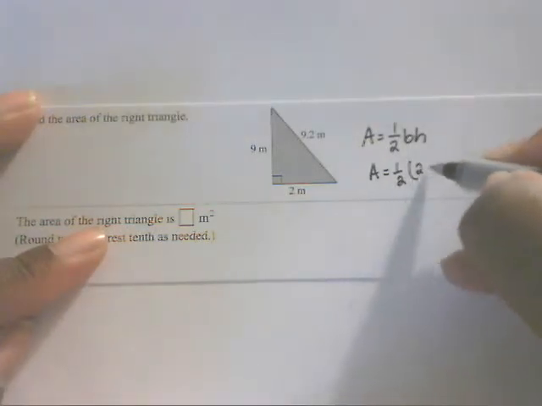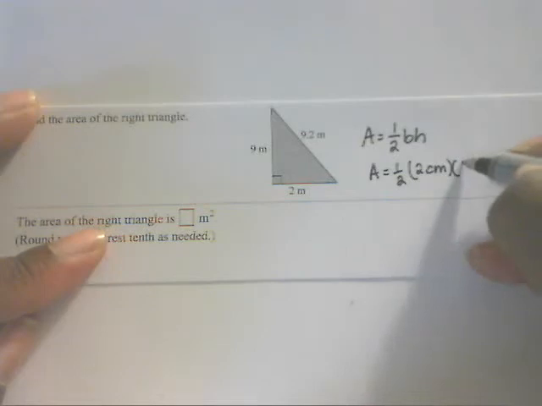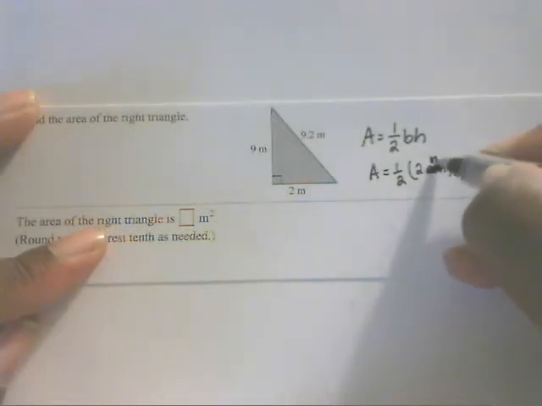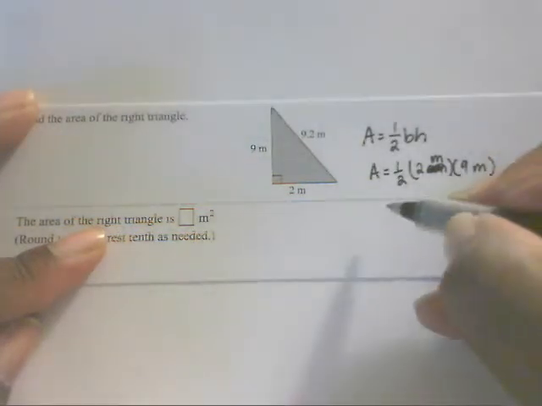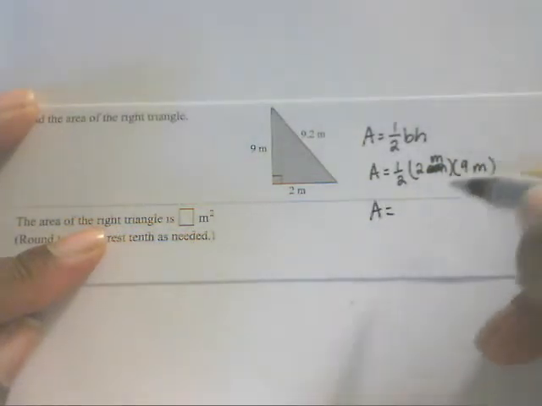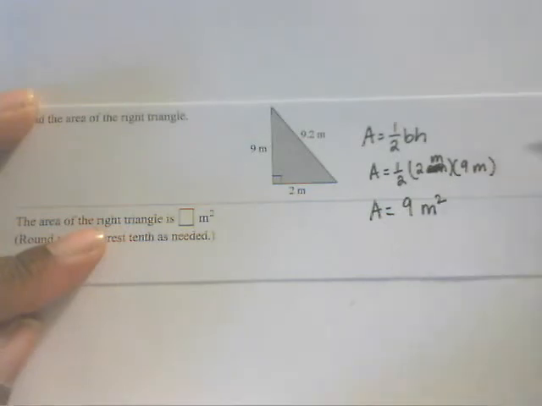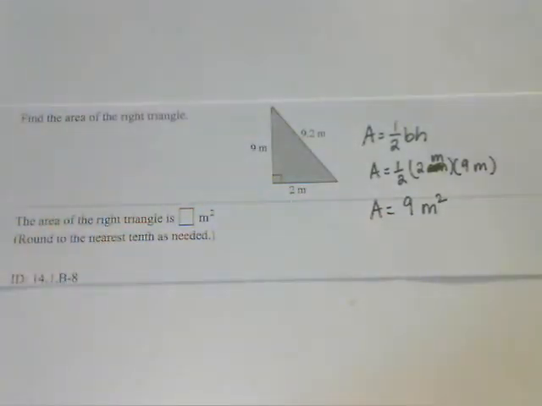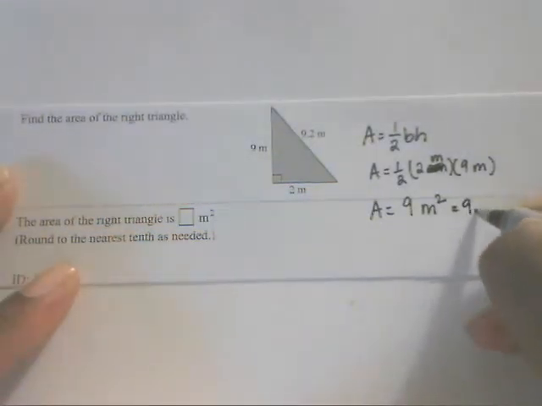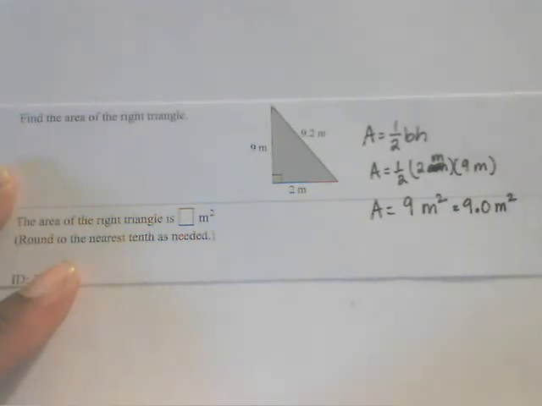So here the base is 2 meters. The height is 9 meters. Well, if you take 1/2 of 2, that's going to be 1. 1 times 9 is going to be 9. So it'll be 9 square meters. And if they say round to the nearest tenth, they may want 9.0 square meters as your answer. Okay? All right, and that should assist you with some of the homework problems that are in section 14.1, which covers the area of polygons and circles.